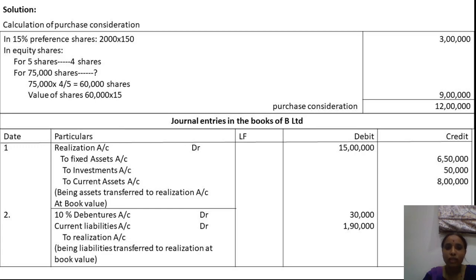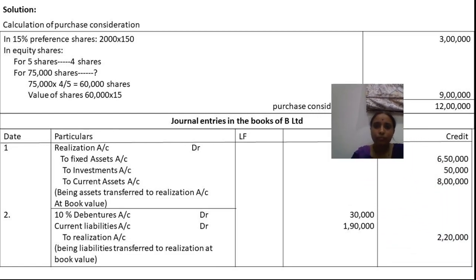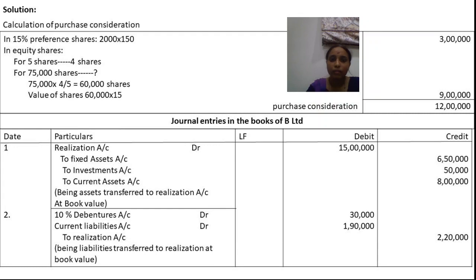So next we will pass the journal entries in the books of B Limited, the transferor company. Firstly, we will transfer all the assets and liabilities to the realization account. Realization account debit to fixed assets account 6 lakh 50, to investment account 50,000, to current assets account 8 lakh. Being assets transferred to realization account.